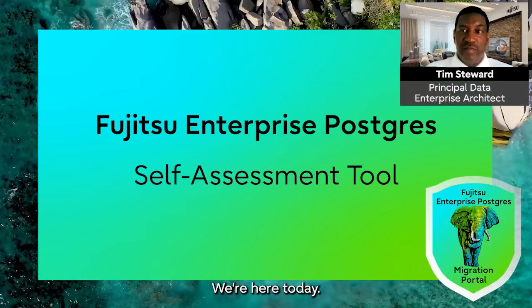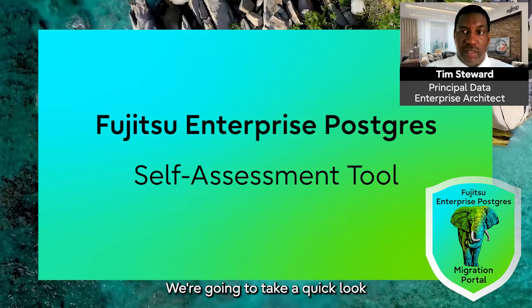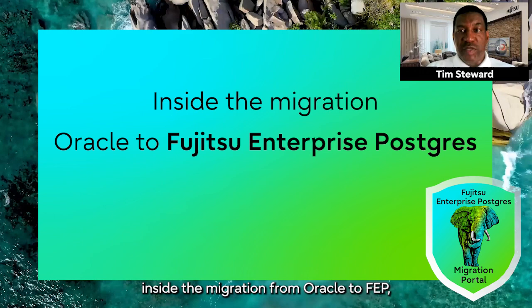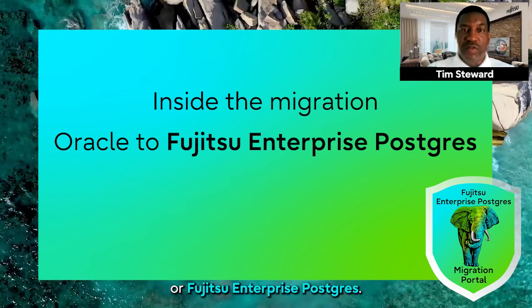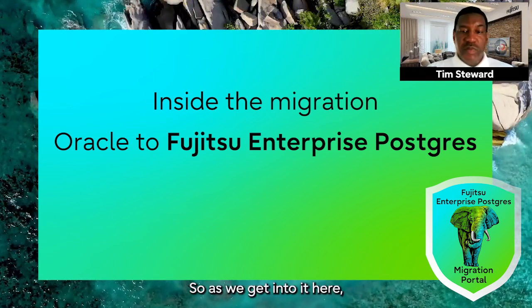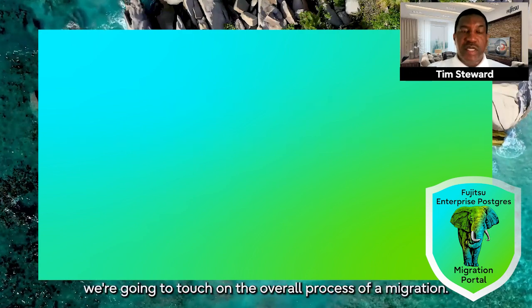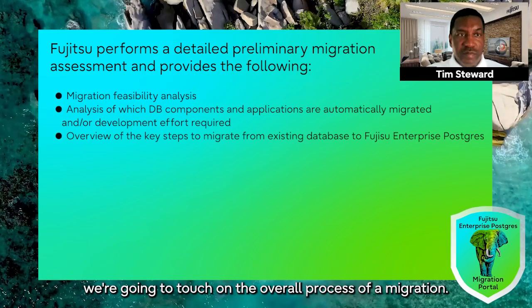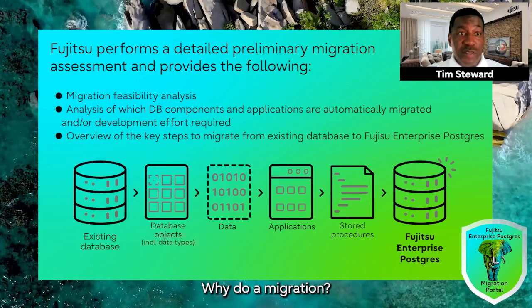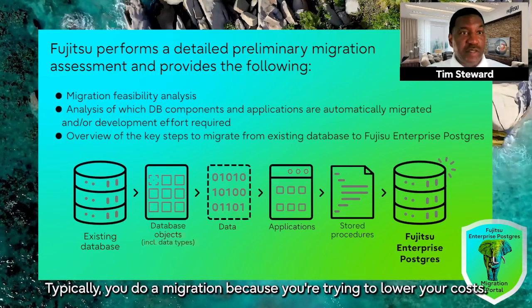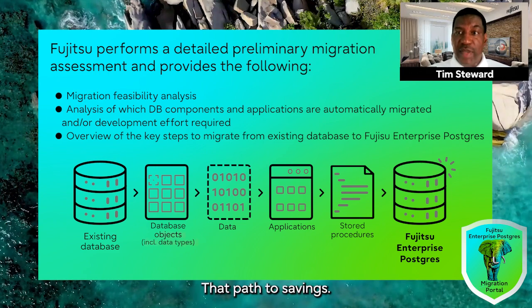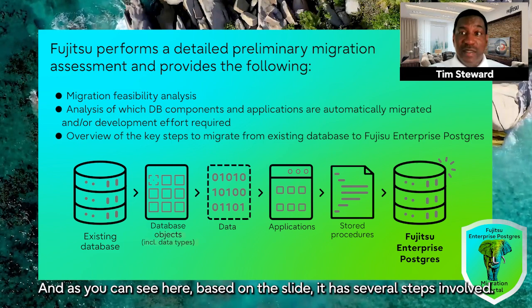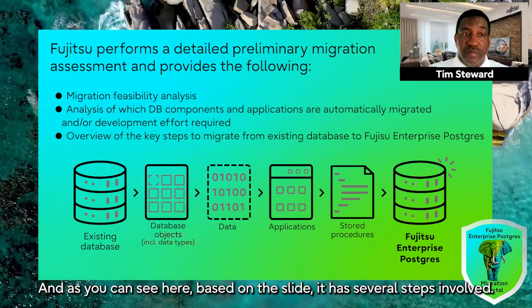We're here today to take a quick look inside the migration from Oracle to FEP, or Fujitsu Enterprise Postgres. As we get into it, first we're going to touch on the overall process of a migration. Why do a migration? Typically, you do a migration because you're trying to lower your costs, that path to savings. And as you can see on the slide, it has several steps involved.